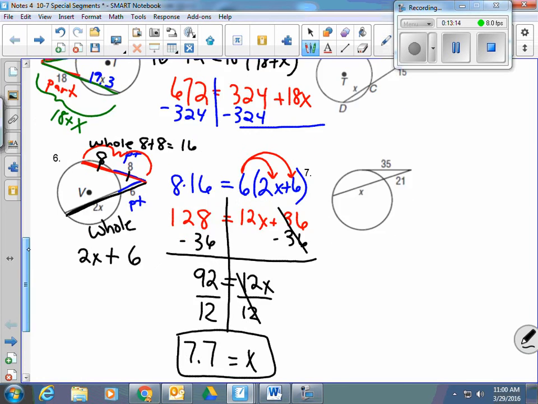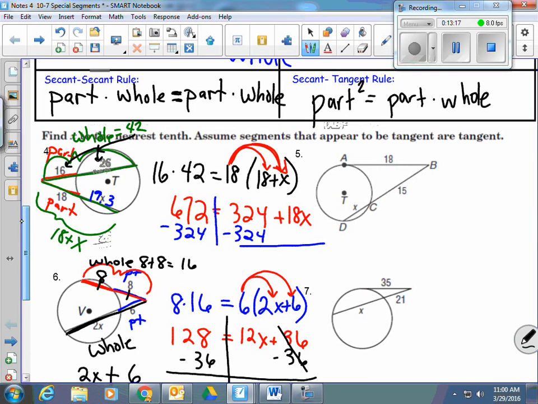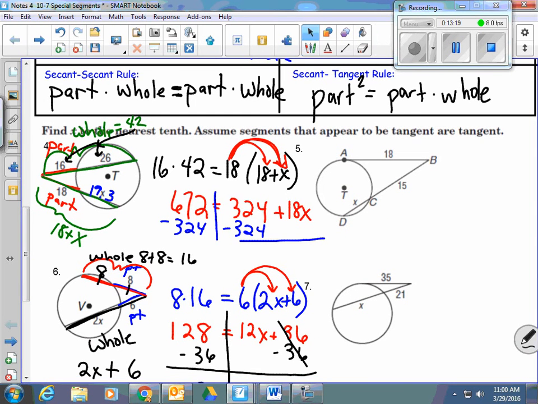Okay? All right, so let's go back up to number 5. What's different about number 5 than the ones that we've been doing? Good, it has that tangent, right? So what do we call this right here? A part. What do we call this piece right here? A part. And what do we call this piece right here? The whole. How big is the whole? What do we have to do to get the whole? 15 plus x. We have to add, right? The part and this little piece right here, so it would be x.